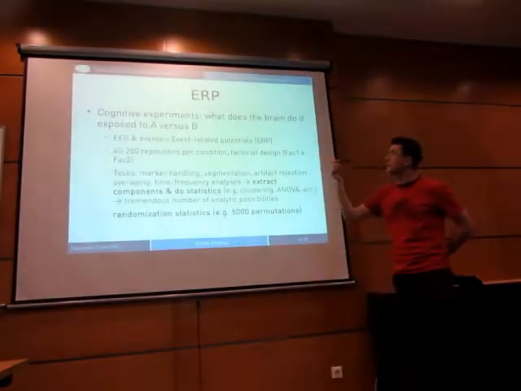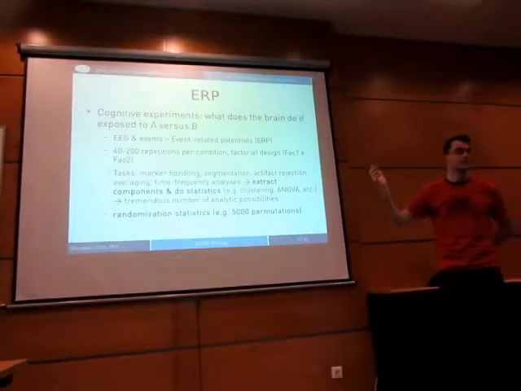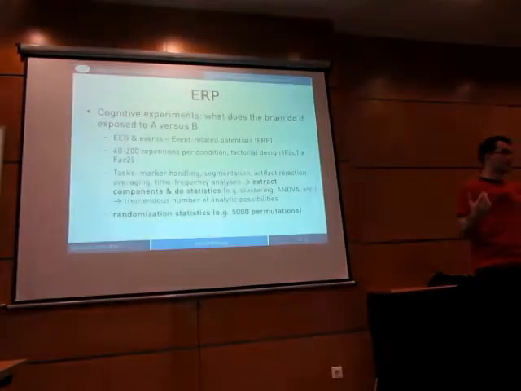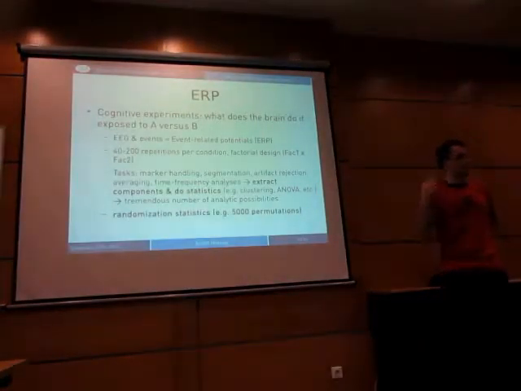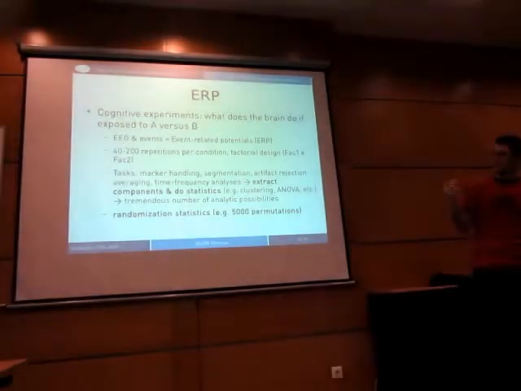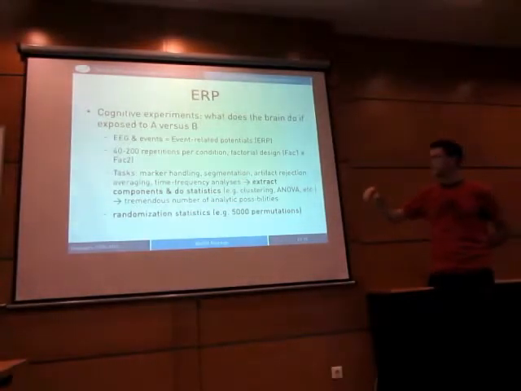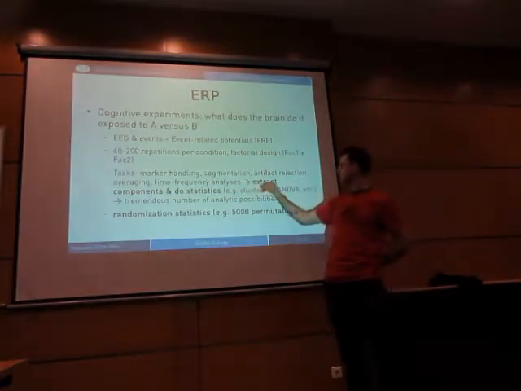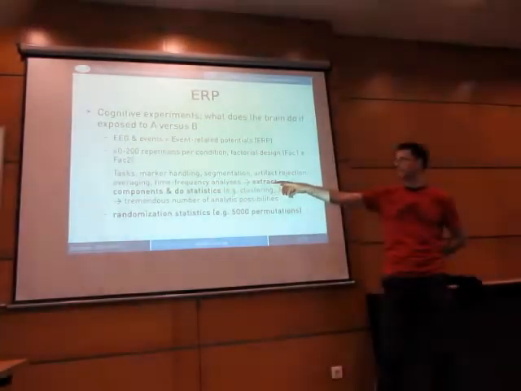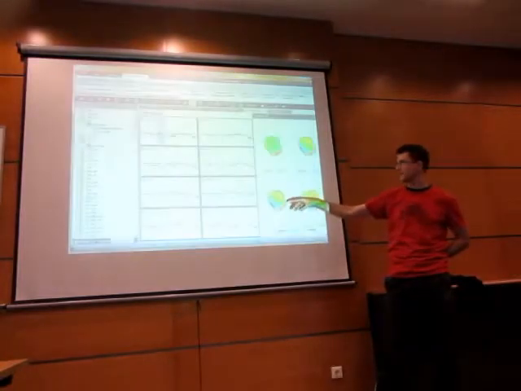Why averaging? Because in these cognitive experiments we are not interested in the EEG itself, but in the changes of the EEG to different stimuli. And we have to extract the components, the latent components, and do a lot of statistics.